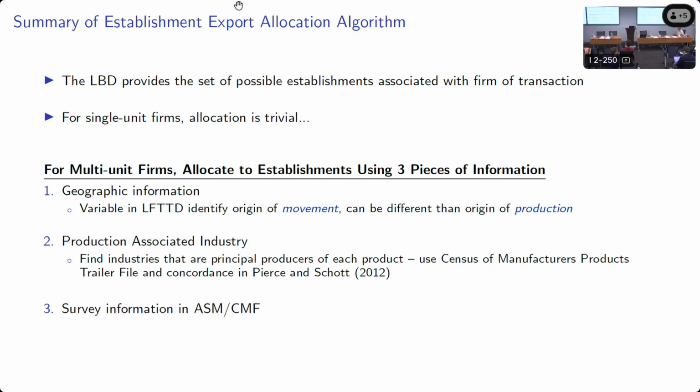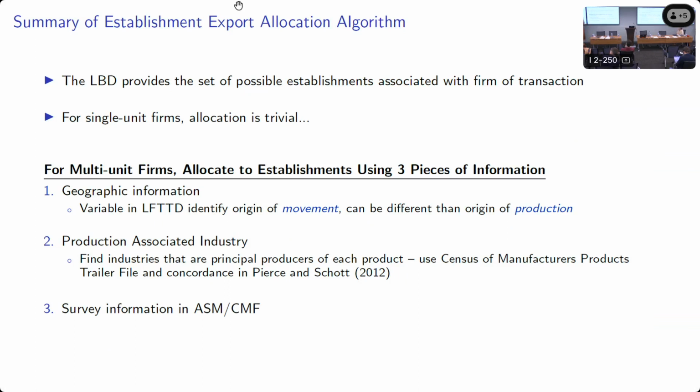Now, what happens if there are multiple establishments, multi-unit firms? Then we're going to try to identify the establishment that was likely the location of production of that product using three pieces of information. First, we're going to use a variable in the LFTTD which does tell us about the origin of movement of a particular shipment. As I've highlighted, that does not have to be the origin of production, but if we looked at the data and saw that this firm has a manufacturing establishment in the same zip code as the origin of movement, maybe that's the right establishment. So that's a useful piece of information.